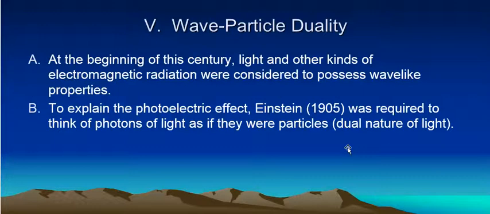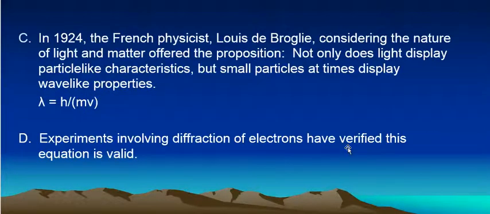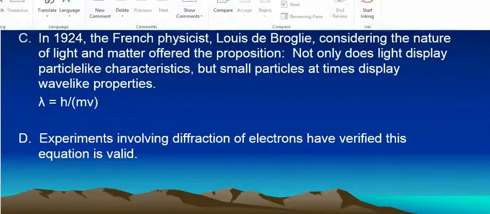At the beginning of the century, light and other kinds of electromagnetic radiation were considered to possess wave-like properties. To explain the photoelectric effect, Einstein was required to think of photons as if they were particles, so we have this dual nature of light. Light behaves as photons, which are particles. It can also behave as waves. De Broglie considered the nature of light and offered the proposition that not only does light display particle-like characteristics, but small particles display wave-like properties. Now this is the de Broglie equation.